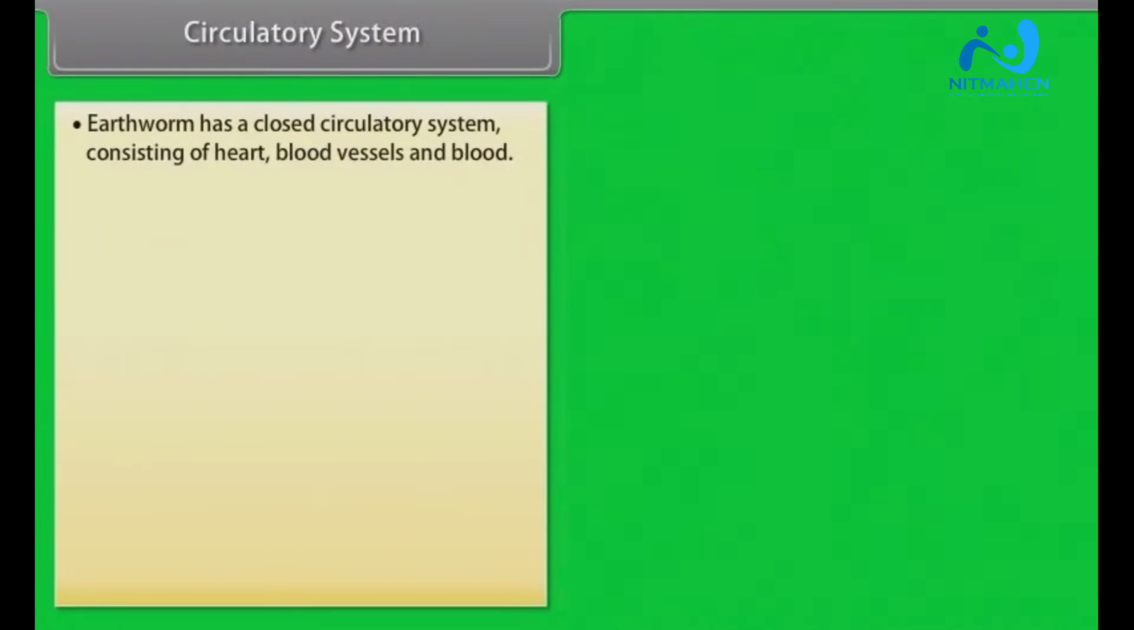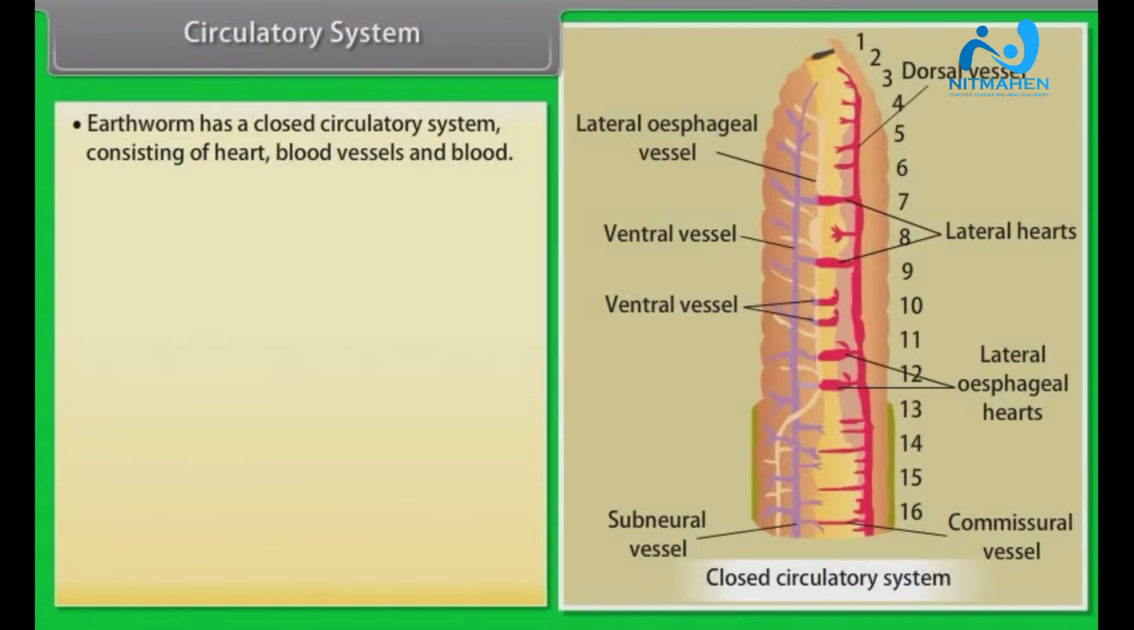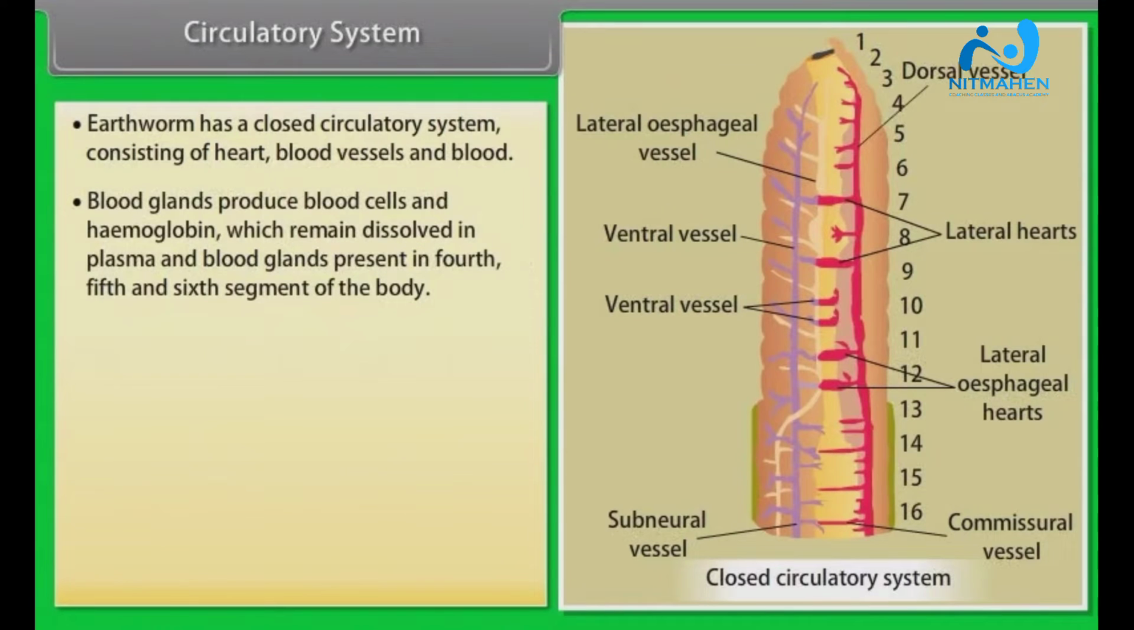Circulatory system. Earthworm has a closed circulatory system consisting of heart, blood vessels and blood. Blood glands produce blood cells and hemoglobin, which remain dissolved in plasma. Blood glands are present in 4th, 5th and 6th segment of the body.